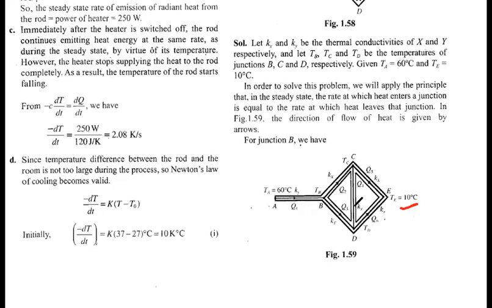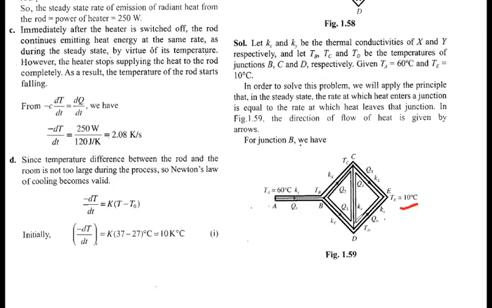So I'll talk in terms of current. If current is passing through A and B, the current is I1, or here it is Q1. So it will be divided into two parts, Q2 and Q3. Now from here, at junction C, there's a chance that it can divide into two parts, which is Q4 and Q5.